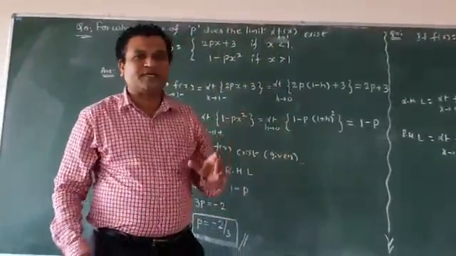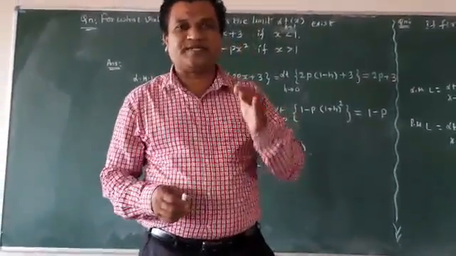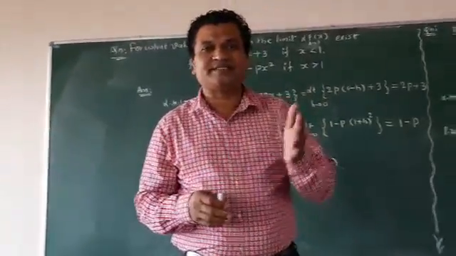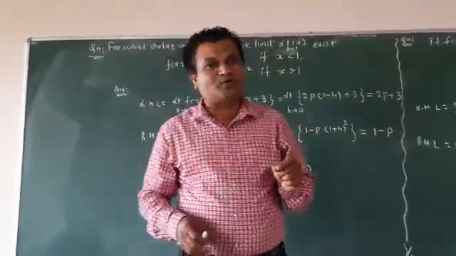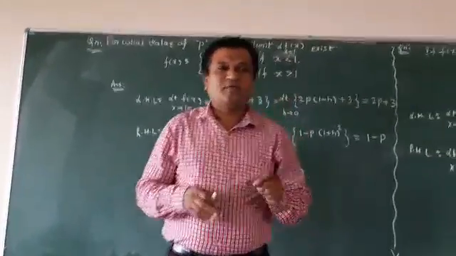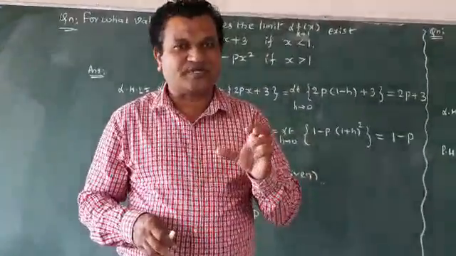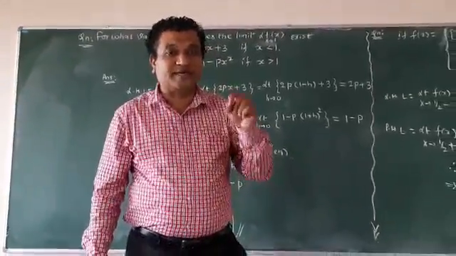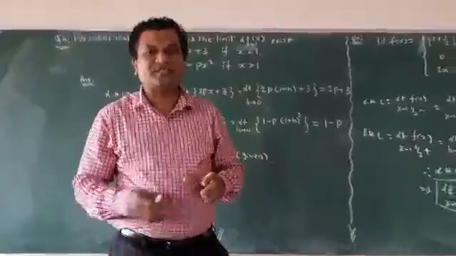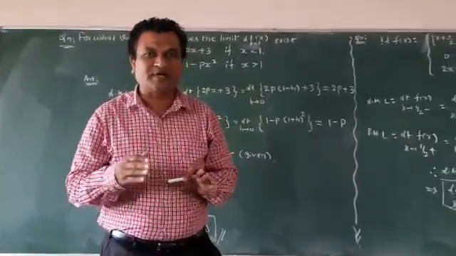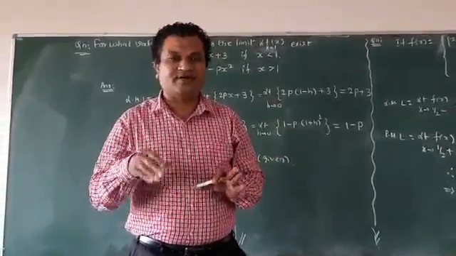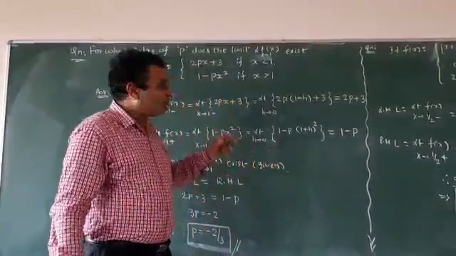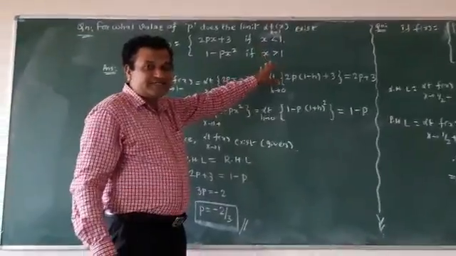Okay. In the previous class, we discussed examples on whether the given function exists or does not exist. Exist means what? LHL should be equal to RHL. If LHL equals RHL, the given function exists. If LHL equals RHL equals the value at that given point, then the function is said to be continuous. Continuity examples we will discuss in the next class. Let us continue with examples on exists, does not exist.